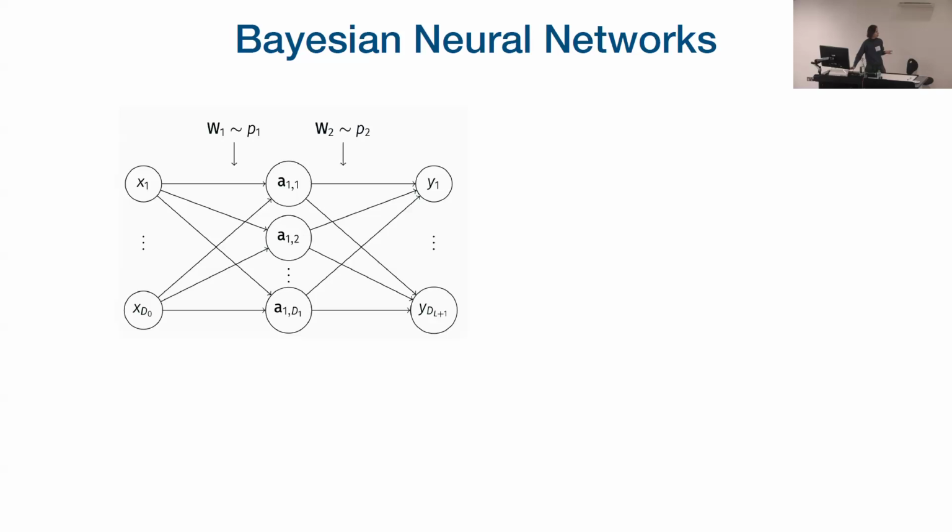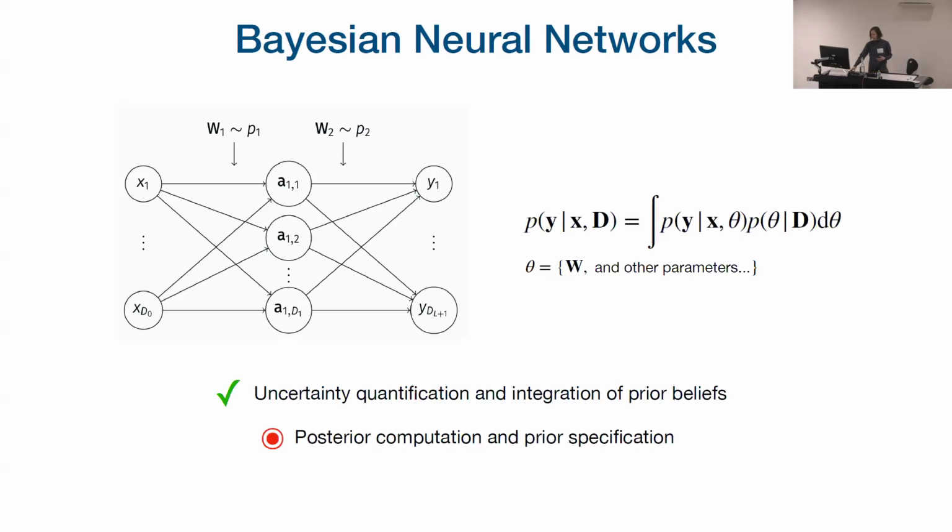So consider a standard feed-forward neural network. It maps inputs to the outputs through a sequence of hidden layers. And since we are Bayesians, we treat weights as random variables with some prior distribution. Assuming that we got the posterior on the weights, we can obtain the predictions by marginalizing over the posterior on the weights, or in general, on the parameters of the network. We get the posterior predictive distribution, and in this way, we account for the model's uncertainty.